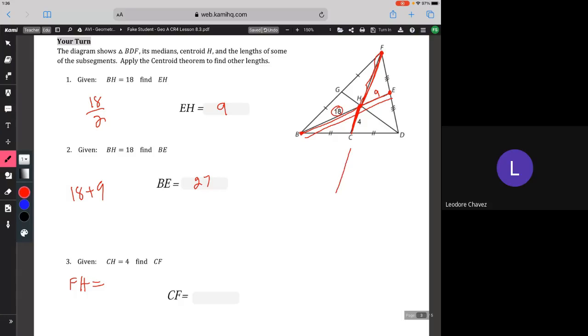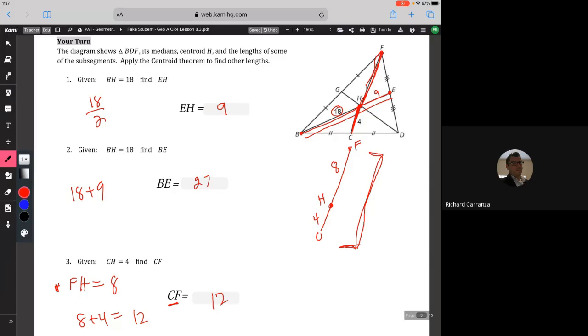So I'm talking about more than half, right? No. According to the theorem, it has to be either half or double, and that's what is important. The theorem is saying if this is 4, the bigger side is double that, so that has to be 8. Right? But they don't want that part. I only found it because that's going to help me find CF. So if I add both of those, 8 plus the 4, that's going to give me 12. And that's what CF is.